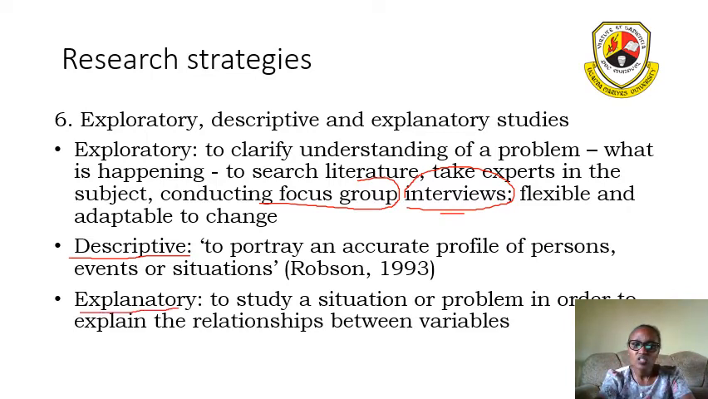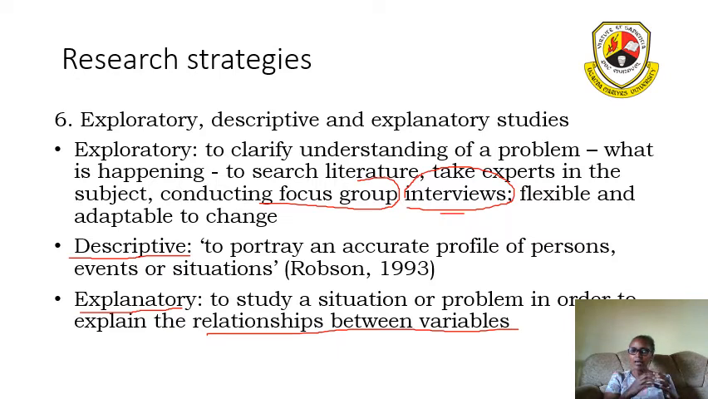The last one is your research may be explanatory, again depending on whatever research methodology you're using. Here you want to explain the relationship between variables. So when you see terms like explain relationship between variables, we know we are now going quantitative in nature. Okay? If you look at the multitasking article, that was quantitative in nature. It was explaining the relationship between variables.